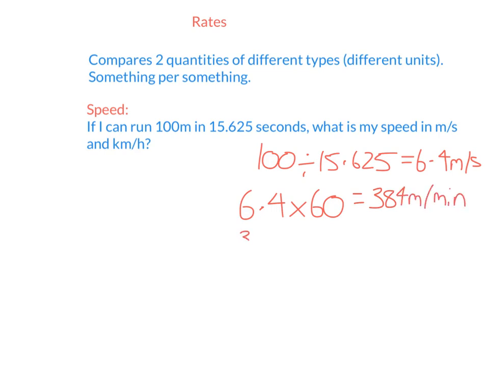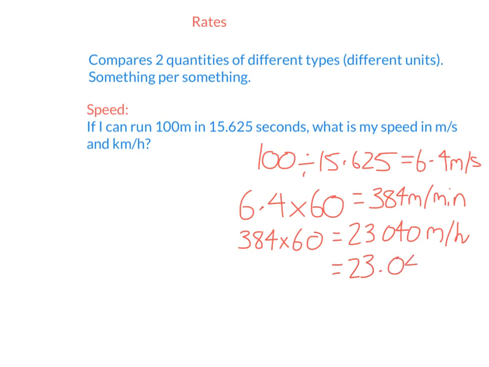So in 1 hour, I'd go 384 times 60, which is 23,040. I'd go 23,040 meters every hour. So we didn't want meters per hour, we wanted kilometers per hour. So we need to convert this into kilometers. Lucky we looked at converting units before. To go from meters to kilometers, you divide by 1,000. So this is actually 23.04 kilometers per hour.